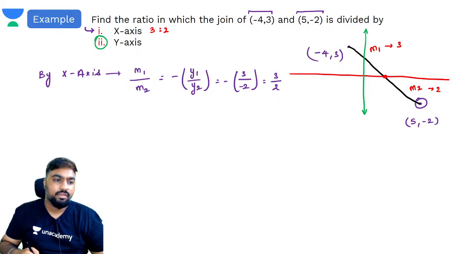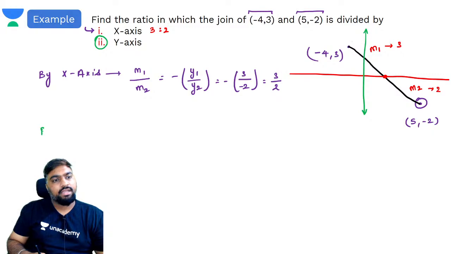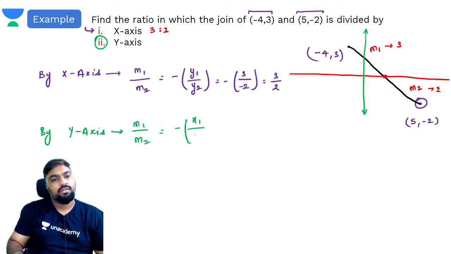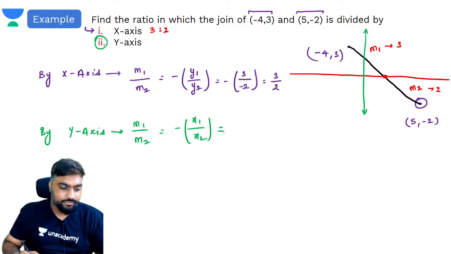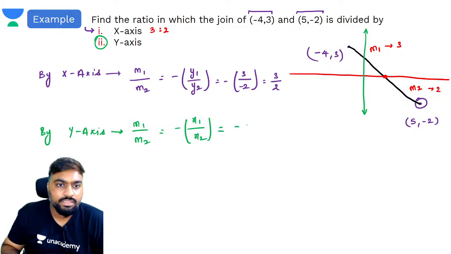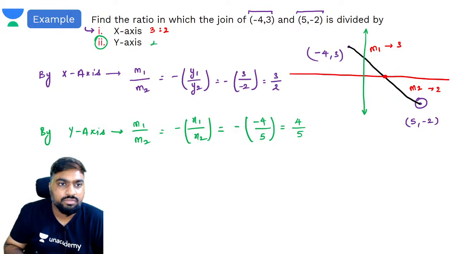That's why. Okay, if it is divided by the y-axis, then the ratio m1 by m2 is going to be what? Minus of x1 by x2. Yes, which is, minus of x1, what is x1? Minus 4. x2, what is x2? 5. So minus of minus is plus, that's 4:5. So this ratio is what? 4:5. Understood, guys?